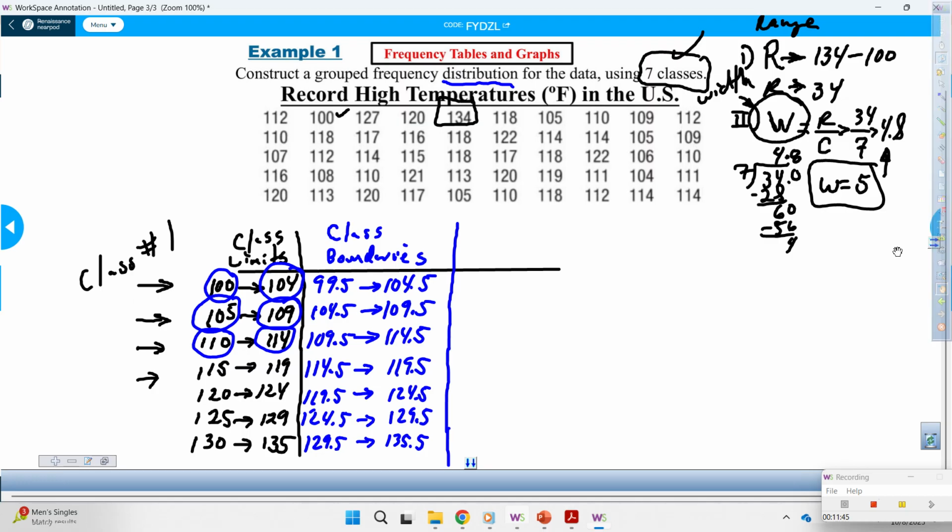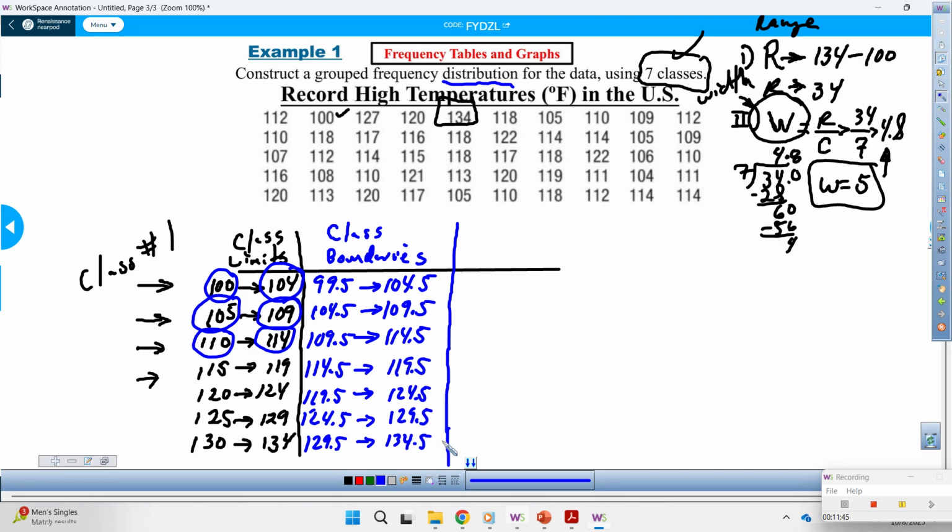And guys, on the last number here, what was the highest value that we had? 134. And notice, what did I write down here? Yeah, so I did that to see if you guys were paying attention, which some of you were. So change that to 134, and this last upper limit should be 134.5.